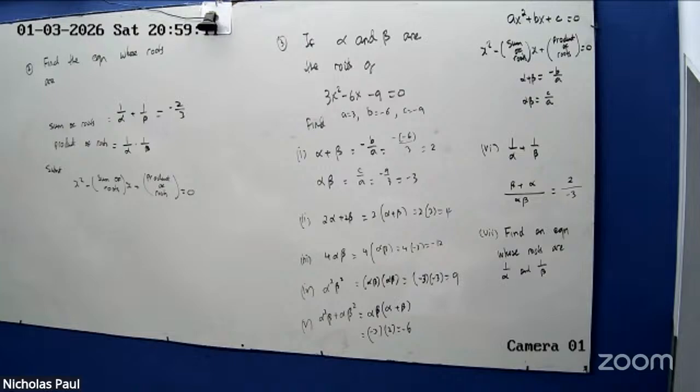Right, so find the sum of the roots and the product of the roots. But if you find the sum already, just find the product. And you've done it.